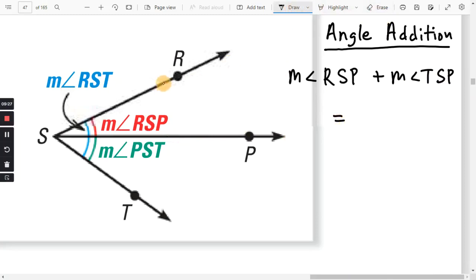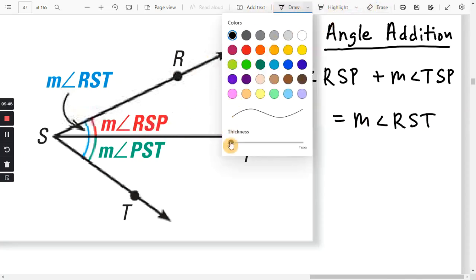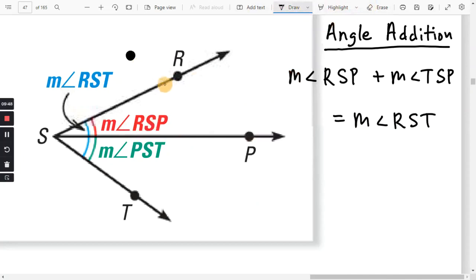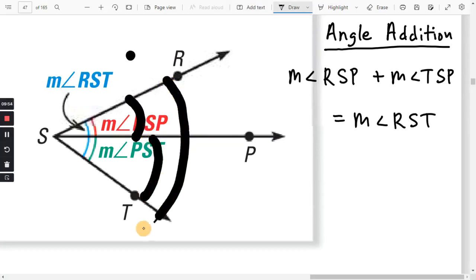So all the way from here to here. Okay, that's going to be RST. Measure of angle RST. So all this is saying is that the angle on the top plus the angle on the bottom equals the measure of that whole thing. That's all they're saying.